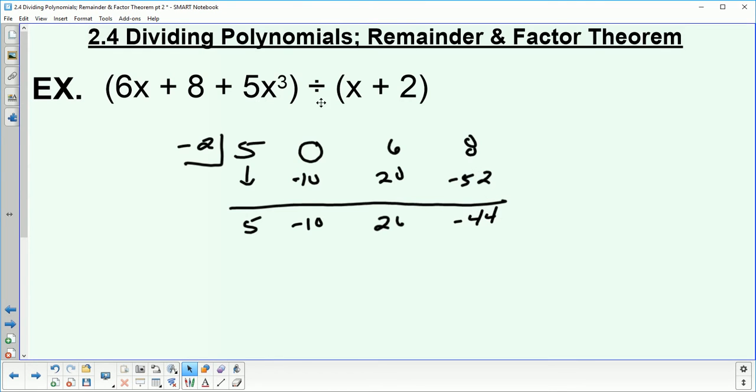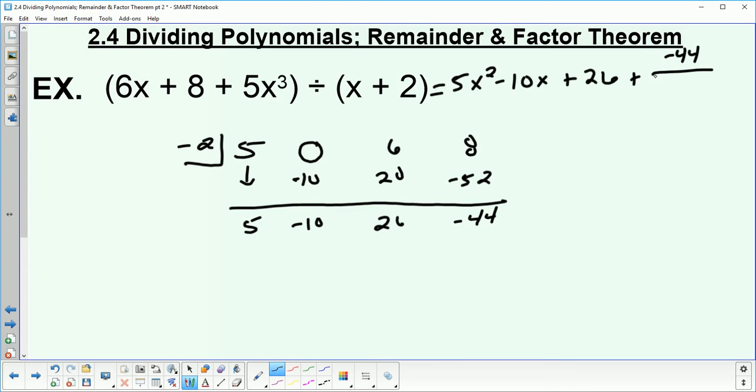If we take an x cubed and divide it by an x, we end up with an x squared, so all of these are one degree lower. The result, if we did long division, would be 5x squared minus 10x plus 26, and then our remainder is negative 44 over our divisor, x plus 2. So that's how we do synthetic division, much quicker than long division. It's just a series of multiplying and adding over and over until you're done. Remember, this last spot is your remainder.